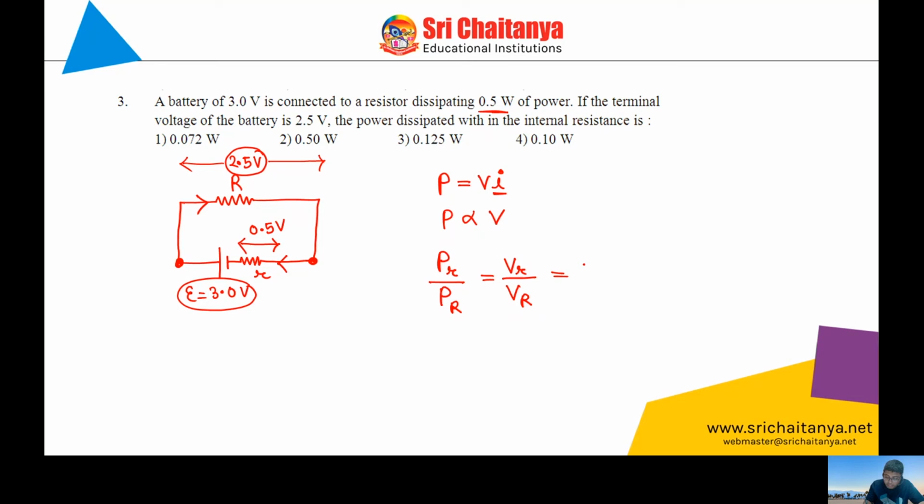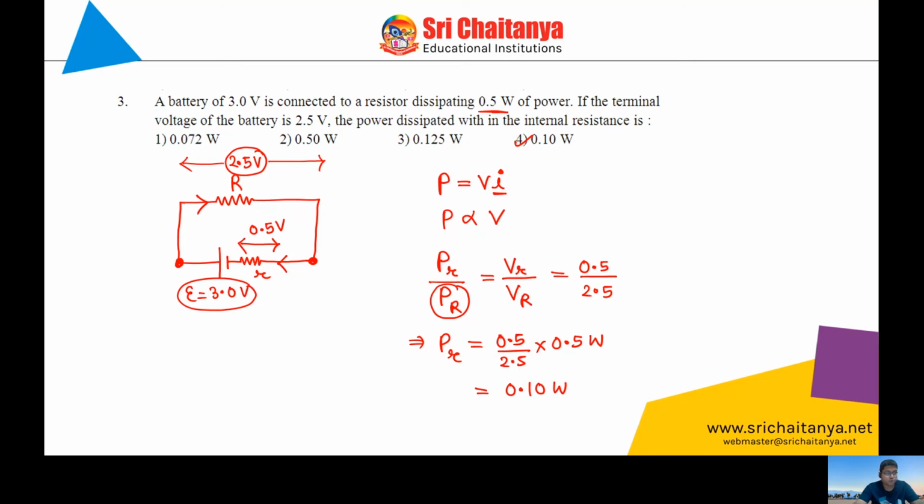So this is 0.5, and V across capital R is simply 2.5 volts. So here power dissipated across the internal resistance would be 0.5 upon 2.5 into power dissipated across the capital R, which is given to us as 0.5 watt. Okay, and solving, obviously you will be getting 0.10 watt. I think option 4 is the correct choice. So that is for question number 3.